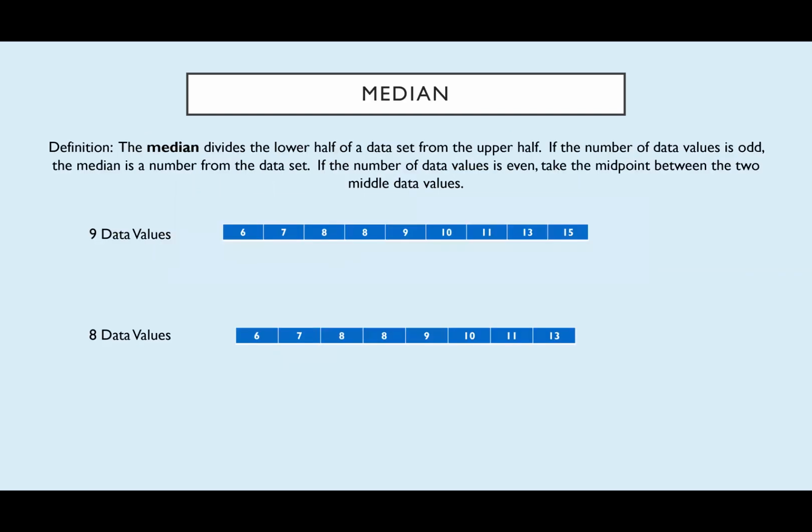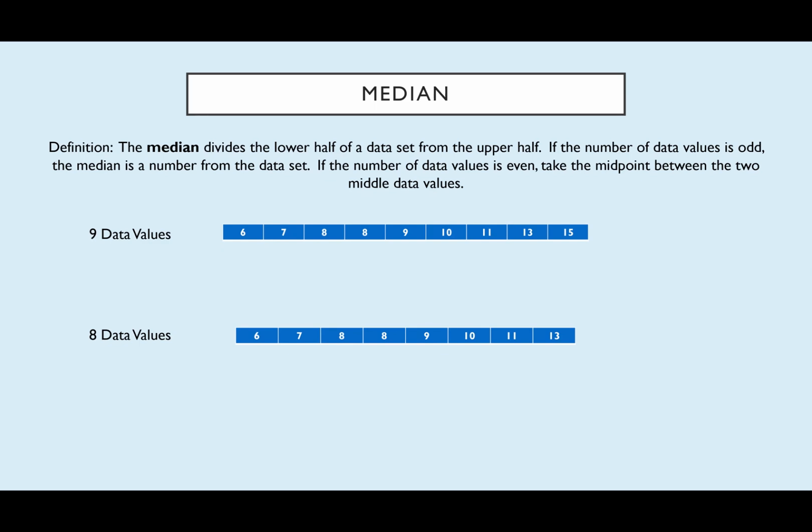The way that we're going to do that is we're going to talk about the median. The median is a way to look at and digest information from a data set. We divide the lower half of the data set from the upper half. The way that we do this depends on how many data values we have. If the number of data values is odd, then the median is a number from the data set. If the number of data values is even, then we take the midpoint between the two middle data values.